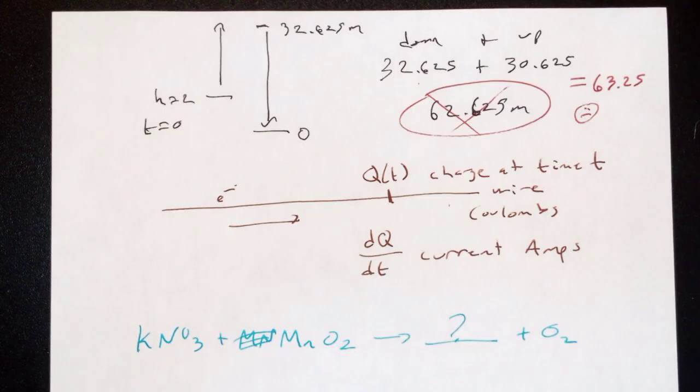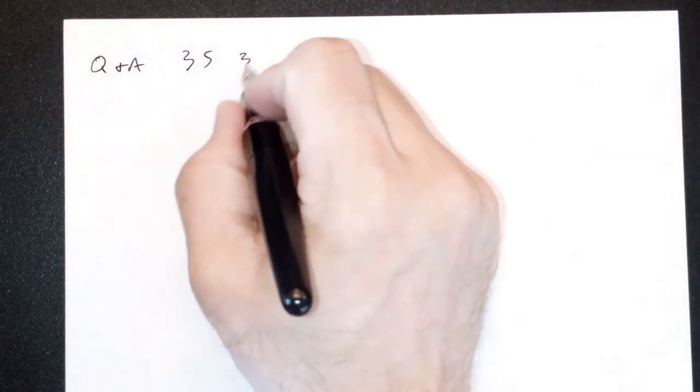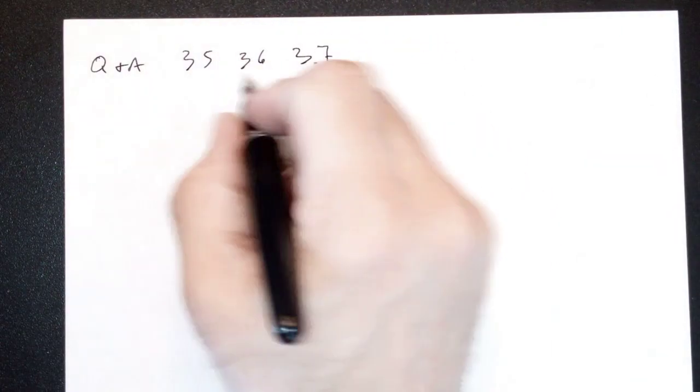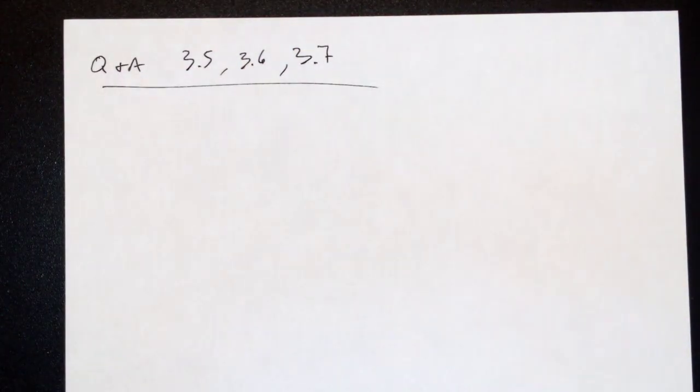Okay. Today is question and answer day. 3.5, 3.6, and 7, right? So what questions do you have? 3.5, 3.6, 3.7. Yes, ma'am. Number 31 in the context of 44. It's like take the third derivative and evaluate that at x equals 4.